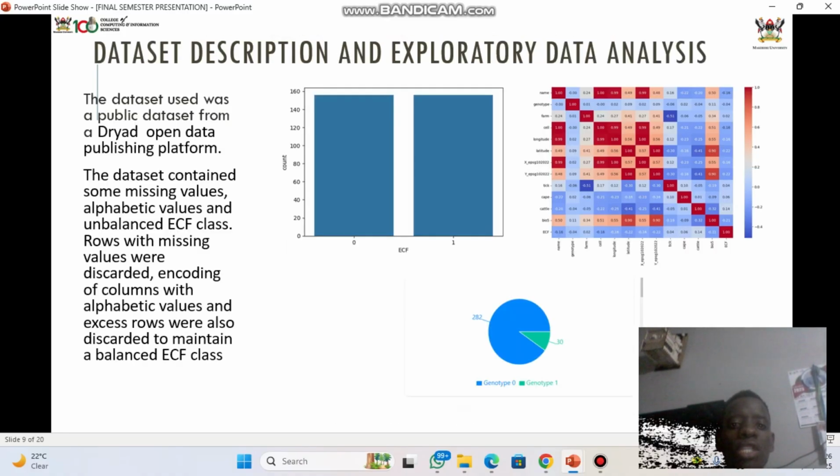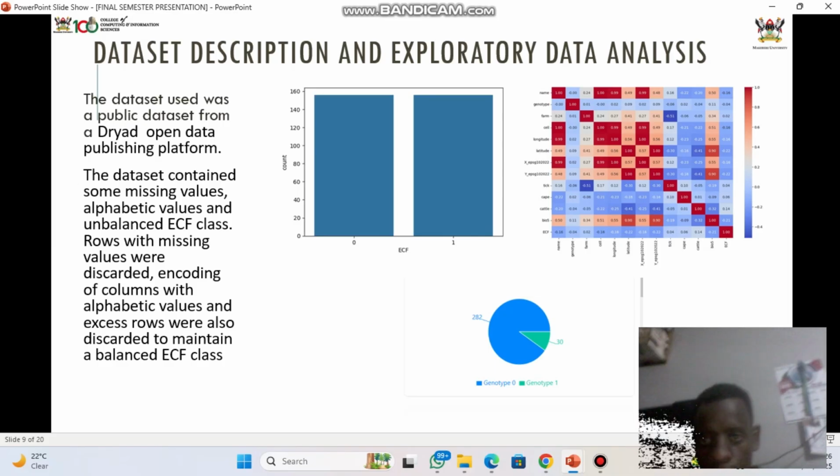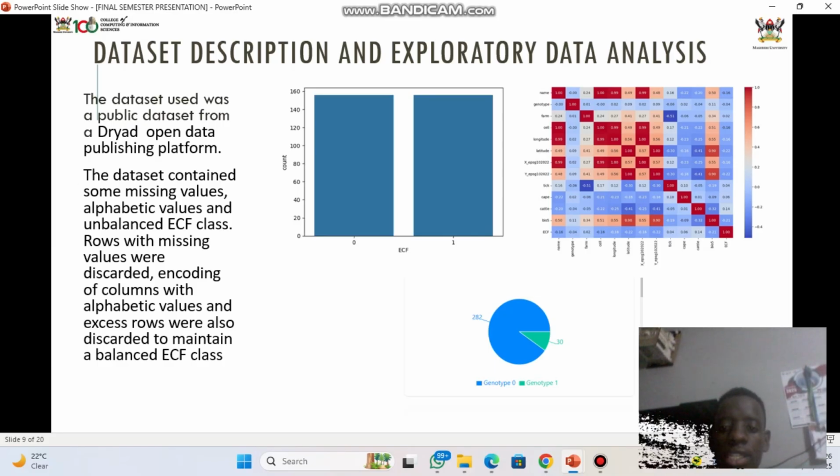For the dataset description, the dataset used was from the Dryad open publishing platform. It contained some missing values and alphabetic values, with unbalanced ECF classes. In the end, we managed to come up with a balanced dataset, as shown here for the ECF class, and this is the heat map of the features showing how they correlate, and also the genotype classes. We can see that genotype 1 is actually less compared to genotype 0.